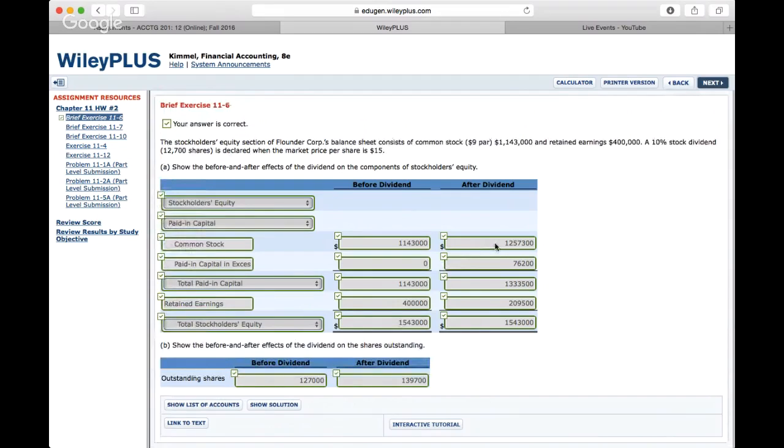Okay, so in the after dividends section, you multiply the 1.143 million times 10%. So that's going to give us 143,000, and then you add that to the number of common stock, and that gives you this number right here. 1,257,300.